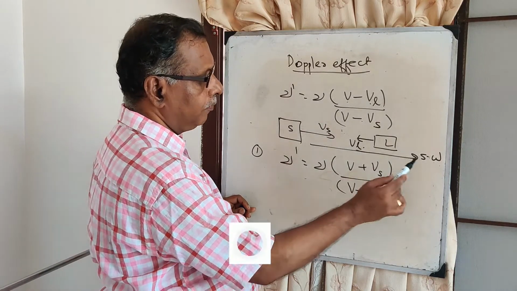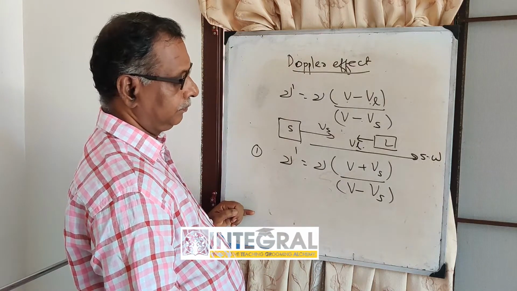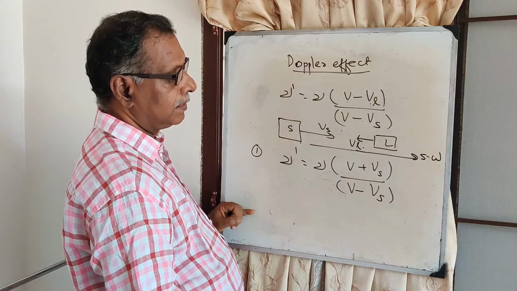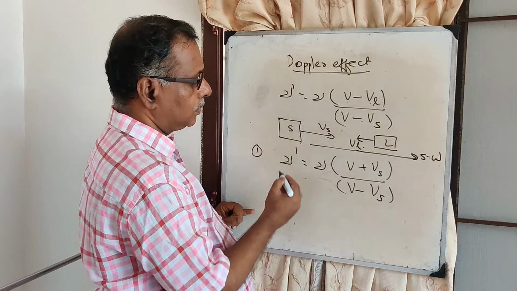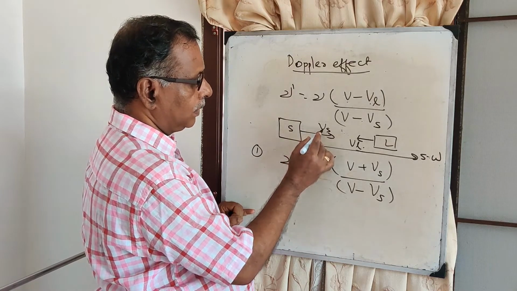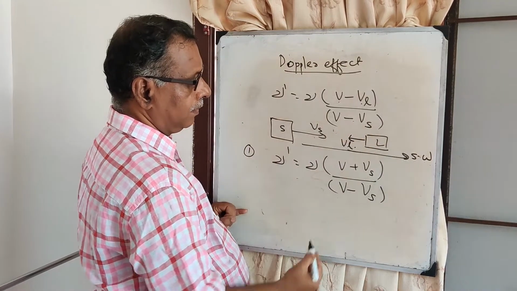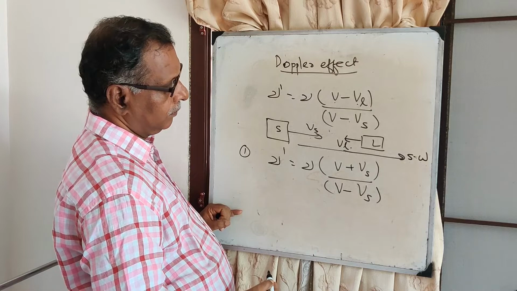The direction in which the sound wave is traveling towards the listener is taken as positive. For example, we consider a source which is moving with a velocity Vs as shown in the figure. We consider a listener which is moving with a velocity VL towards the source.